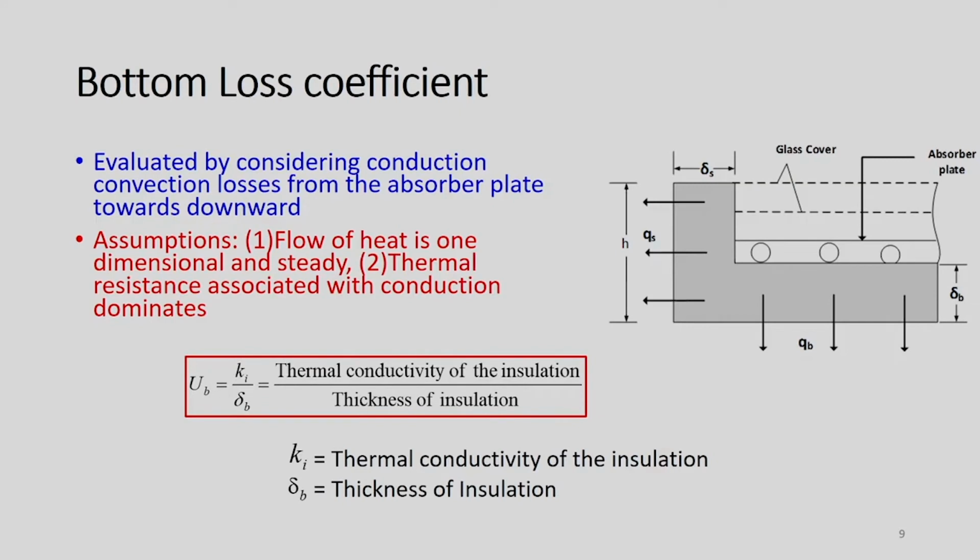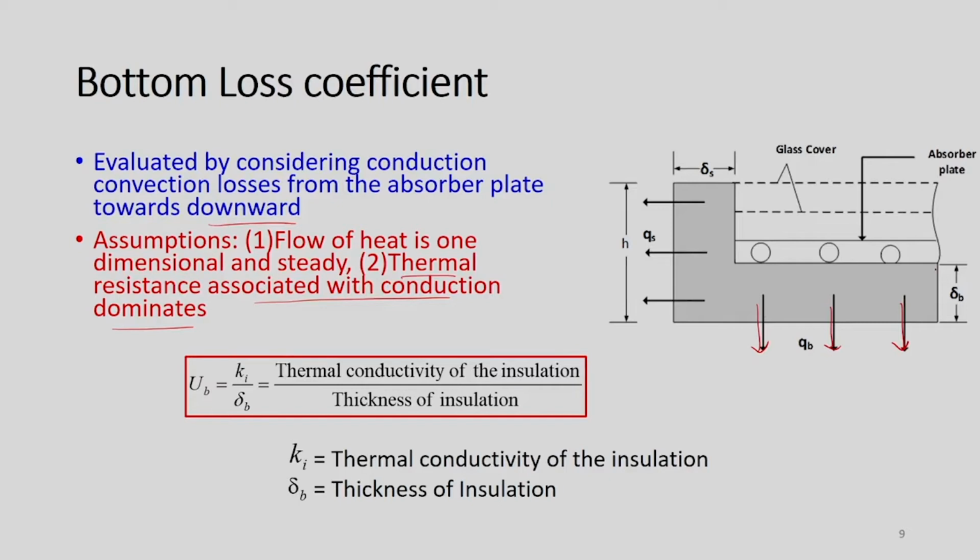Now, let us learn how bottom loss coefficients are evaluated. The bottom loss coefficient is evaluated by considering conduction and convection losses from the absorber plate downward. The assumptions are that the flow of heat is one dimensional and steady, and the thermal resistance associated with conduction dominates. That is why the convective part is neglected.